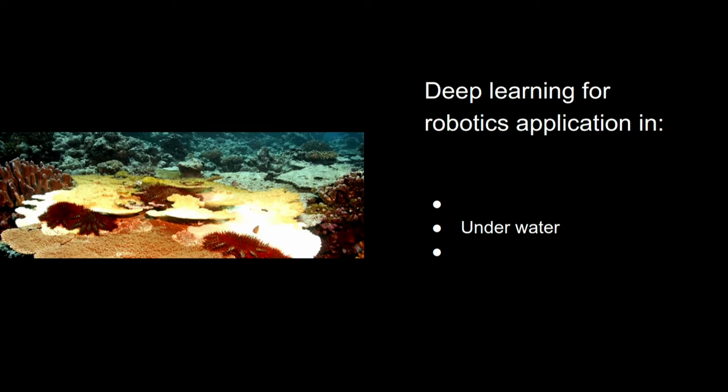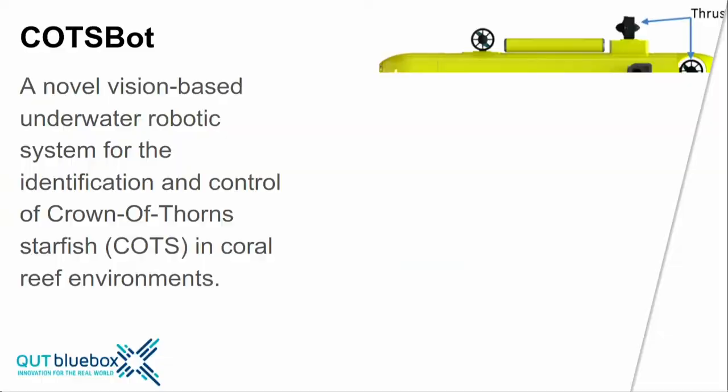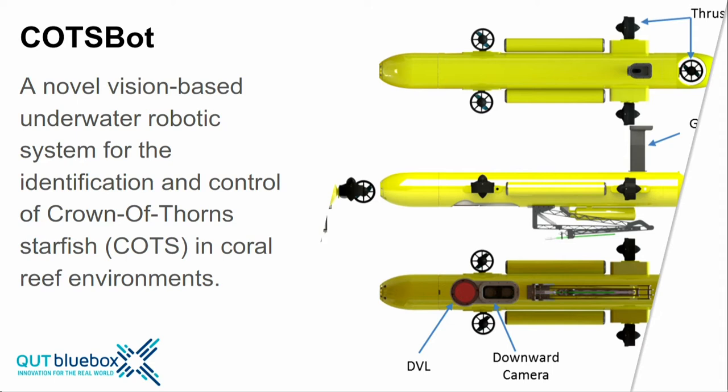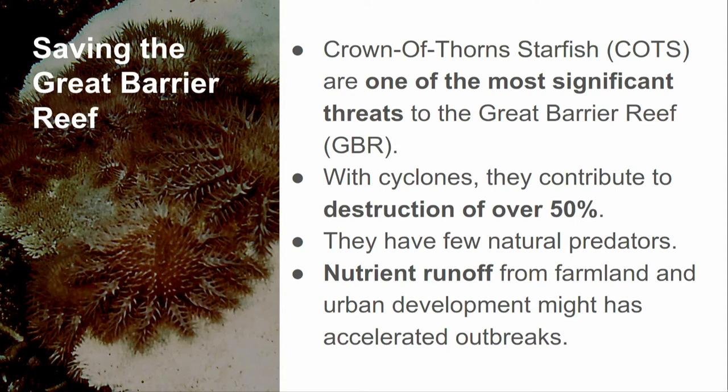Okay, so this is the first project. The second project is an interesting one, which I had a very fun time working on. It's an underwater robot called COTSbot. This robot's task is to help save the Great Barrier Reef in Australia. The Great Barrier Reef is dying for multiple reasons. One of them is the crown-of-thorns starfish. This is a pest that eats the coral. It's responsible, together with hurricanes, for over 50% of the destruction happening on the reef. There are many reasons why they are multiplying in very, very large numbers. There are no predators, and the runoff from the farms might be the reason for their spread.